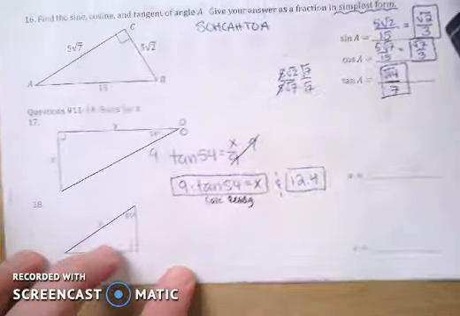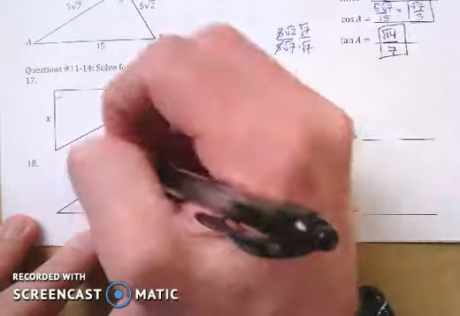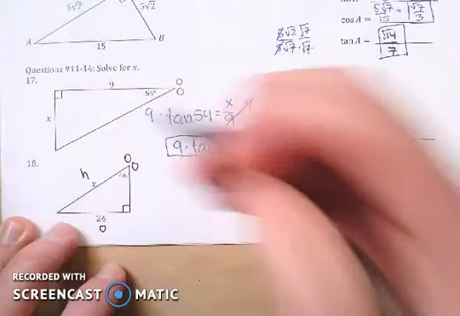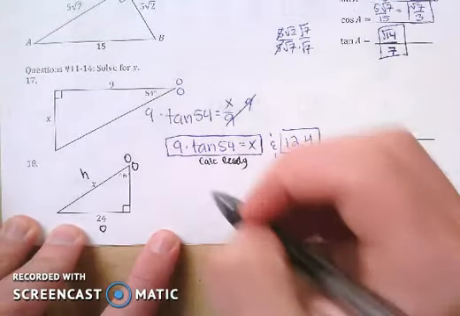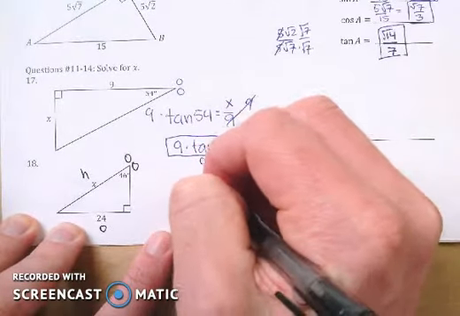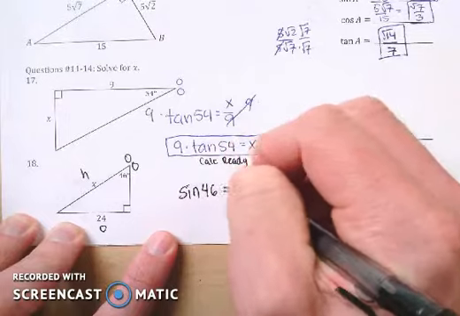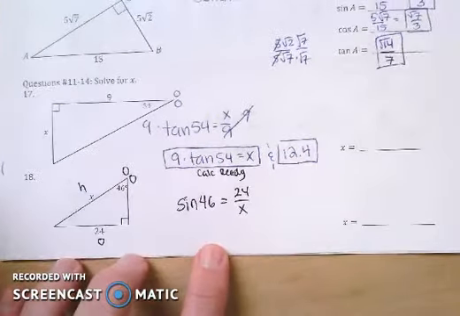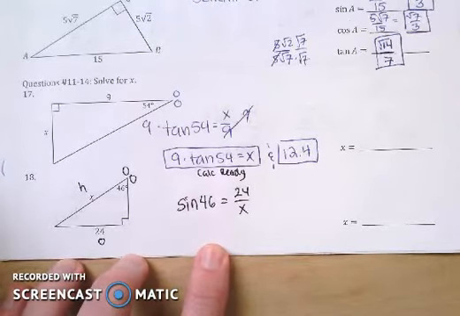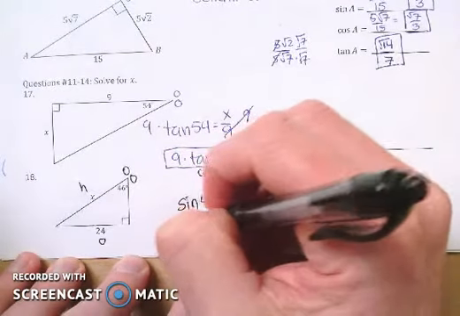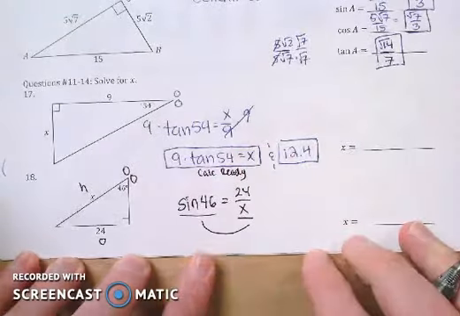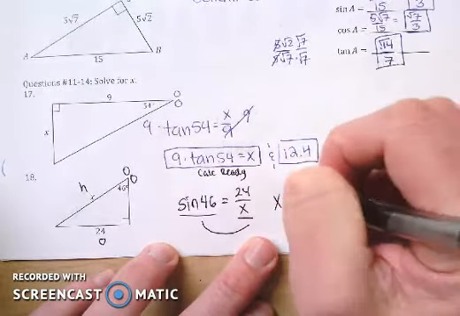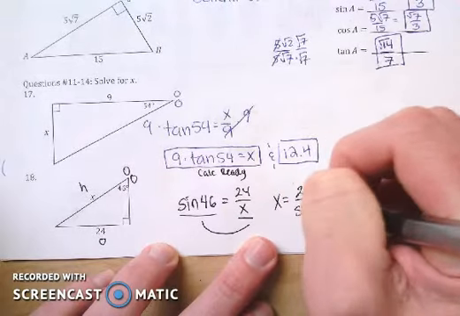Okay, so let's look at our next one here. We have our eyeballs up here. I have opposite and I have hypotenuse, so this is going to be SOH. So I take the sine of 46 equals opposite over hypotenuse. Now when x is in the denominator like in this problem, what I have to do is just switch these two with each other. Okay, so sine of 46 is going to switch with x. So I get x equals 24 over sine of 46.